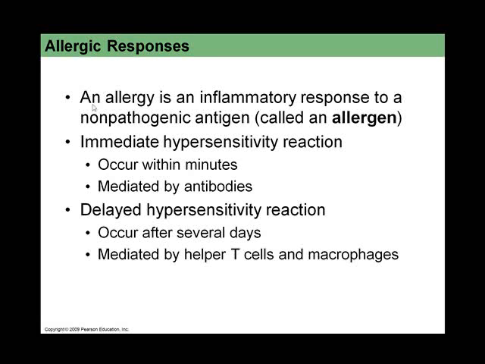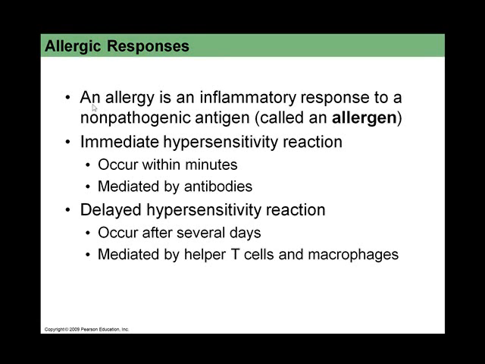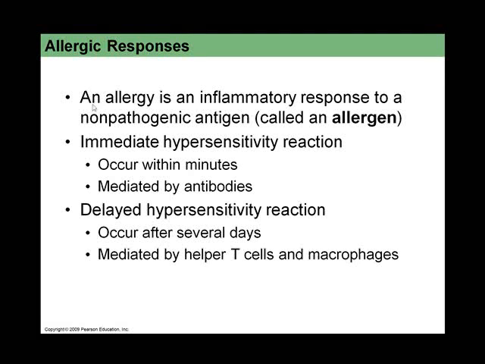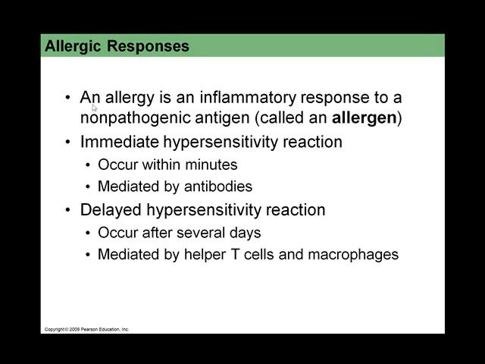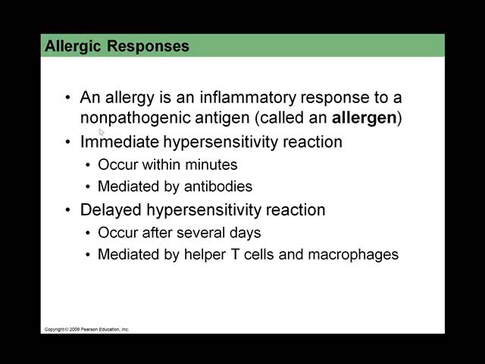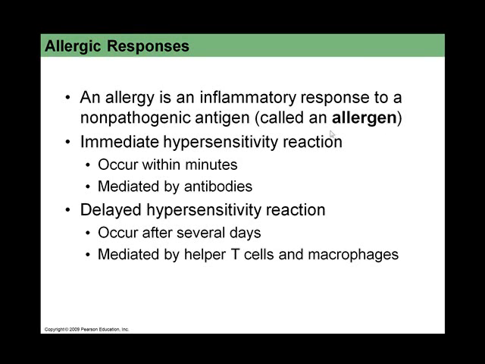Of course, it is a response to something that is typically not threatening. I mean, who's ever heard of a pollen infection, right? You have a pollen allergy, but you never get infected with pollen and grow a cedar tree inside your body or something. So anyway, an allergy is an inflammatory response to a non-pathogenic antigen called an allergen. It's still an antigen in the sense of having an antigenic determinant that is specific and can be bound by the antibody against that antigenic determinant. But because it is non-pathogenic, we use this term allergen.